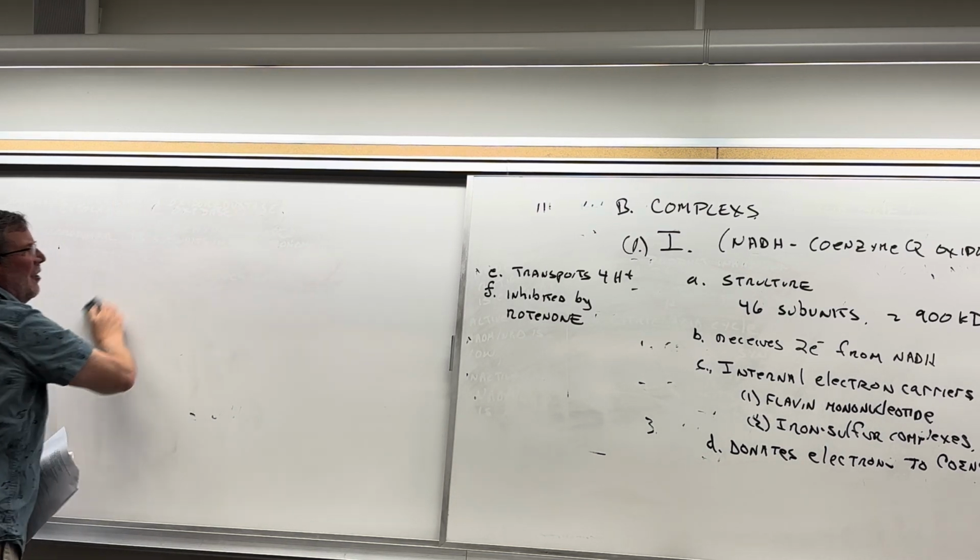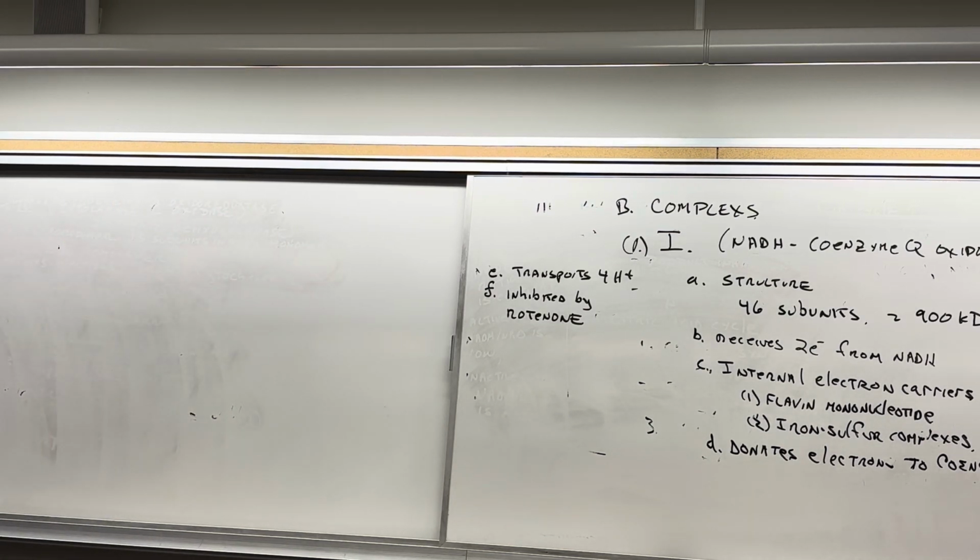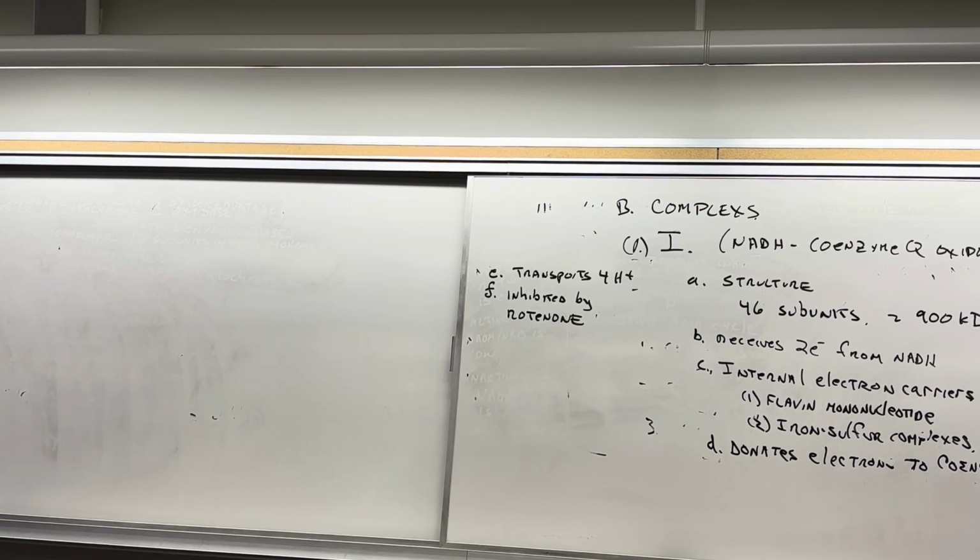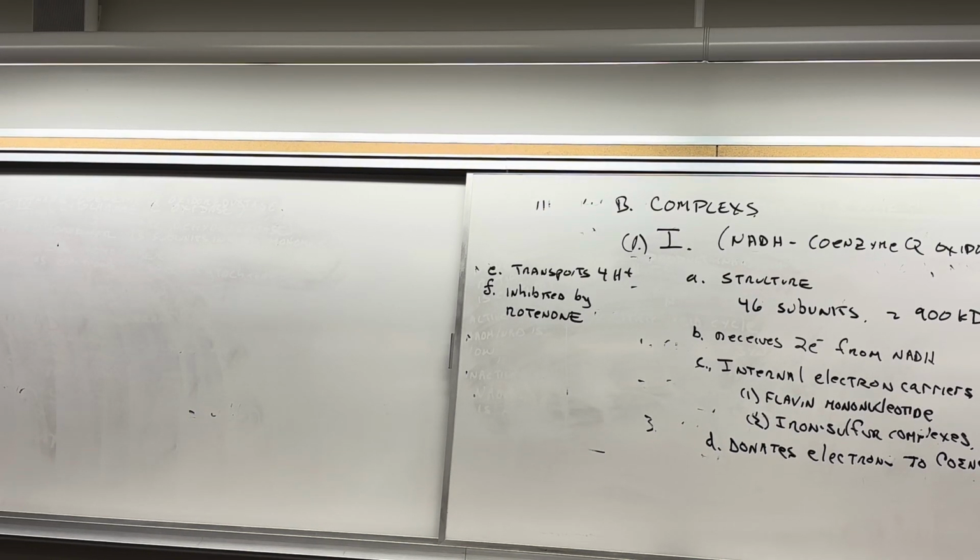Oh, I should have mentioned a couple other things on complex 4. Inhibitors of complex 4: things you've heard of, cyanide is an inhibitor of complex 4. What are some of the other inhibitors? Azide, carbon monoxide. Carbon monoxide binds to the heme of hemoglobin. It also binds to these hemes in complex 4. Those are the sorts of things. All right.